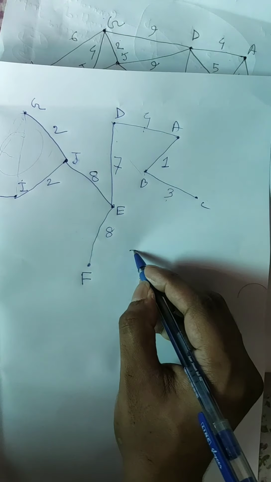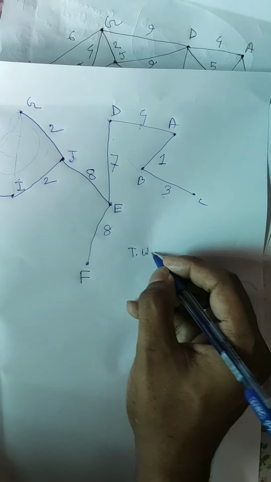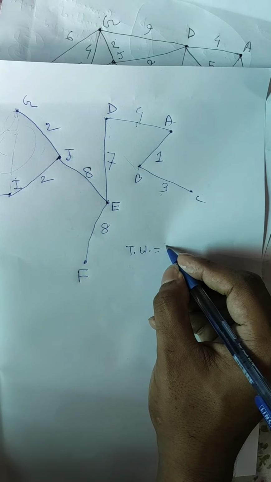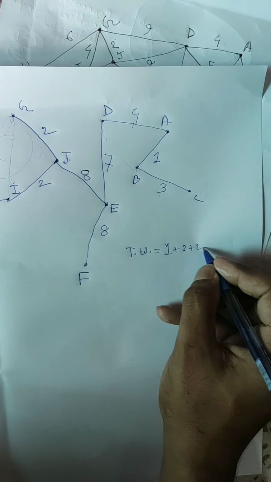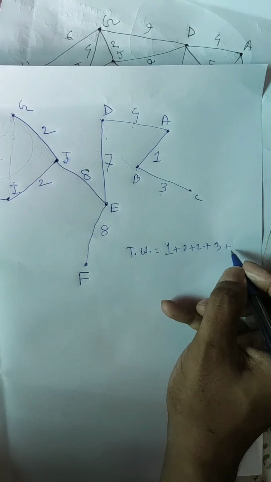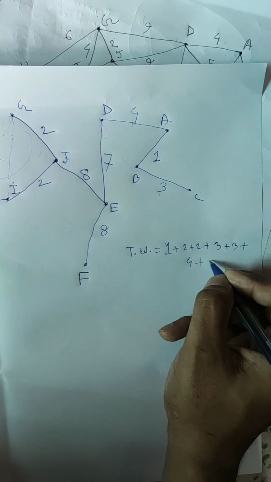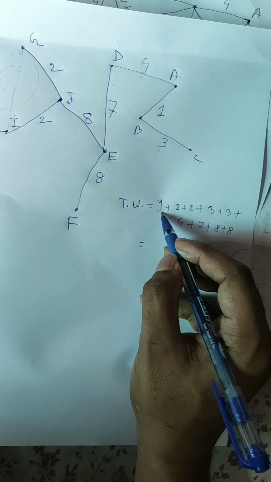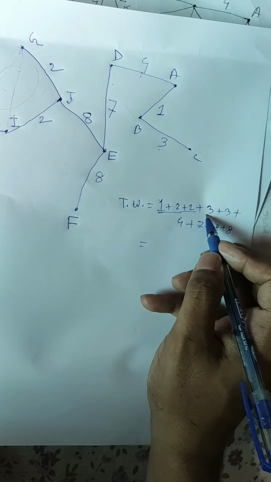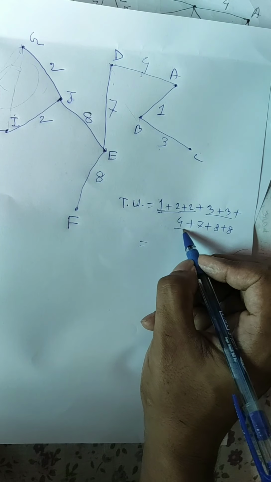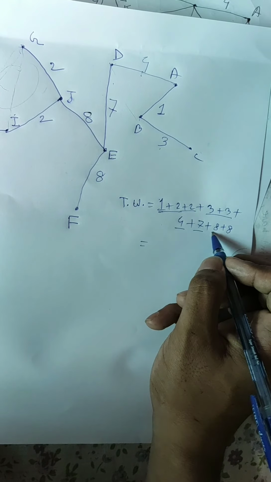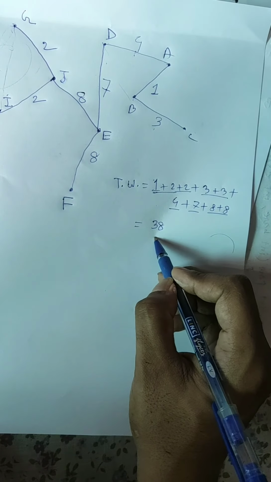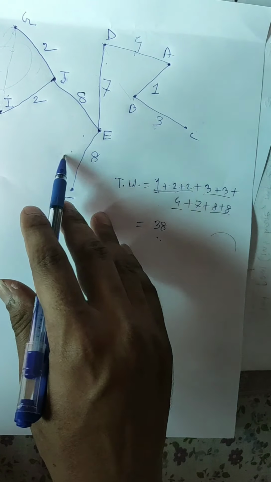So what is the minimum total weight? 1, 2, 3, 4, 7, 8, 5, 6, 11, 4, 15, 7, 22, 16, 38. So this is the total weight of this minimum spanning tree.